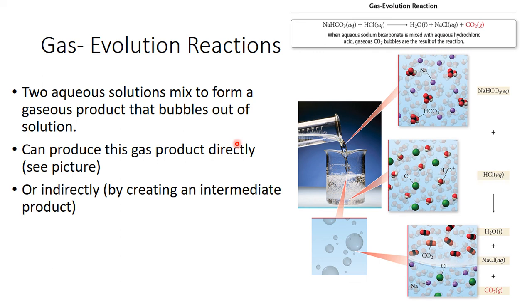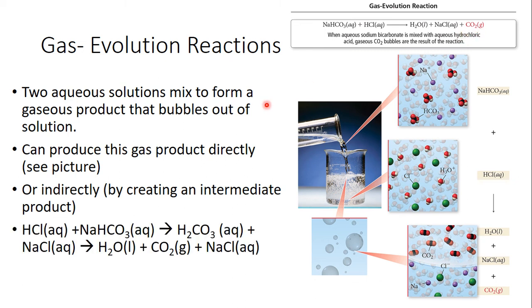Now, what can actually happen is that maybe our product isn't directly a gas, but it creates an intermediate. So what actually happens in this reaction, we make H2CO3. We don't make CO2 directly, but this H2CO3 immediately breaks down into CO2 gas and H2O. But for this course, you should be aware that you can create gas during an acid and base reaction.